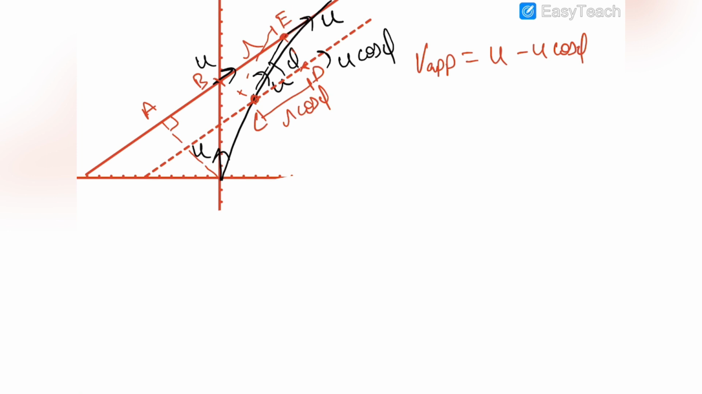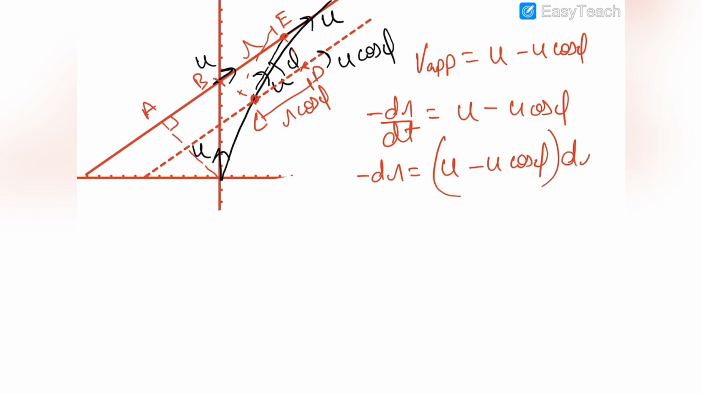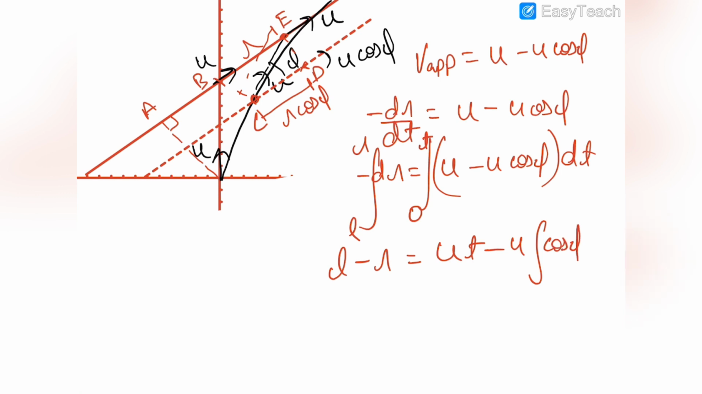So V approach is minus dr by dt, and minus dr by dt is u minus u cos phi. So minus dr is equal to (u minus u cos phi) dt, integrating both sides. The initial distance between them was L, and finally it is r. So changing the limits, L minus r is equal to ut minus u times the integral of cos phi dt, with limits from 0 to t. Okay, so this is equation number 1.